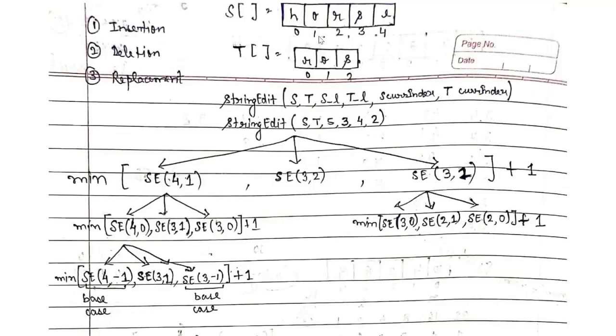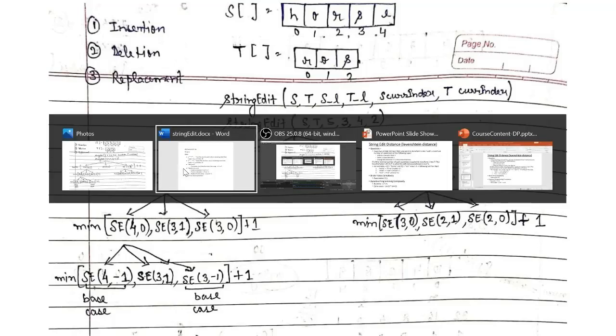Now, but in this case, do these characters match, e and s? No, they do not. Then what to do? Then I need to check what are the minimum number of operations I need to perform to convert my horse into rorse over here with the help of these three operations. So in the first branch, I would be doing an insertion operation. And how do I simulate that with the help of a recursive call?